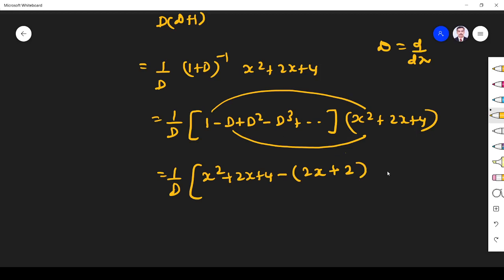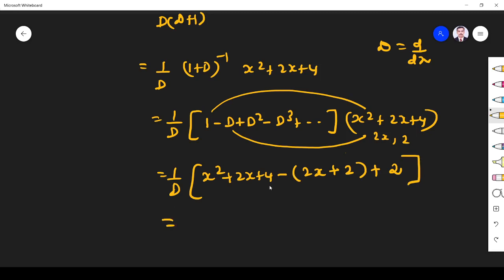Next, d squared. If I differentiate with d squared, for x squared, the first differentiation gives 2x, and the second differentiation gives 2. If I differentiate 2x two times, it becomes 0, so 4 will also become 0. So this is the thing.